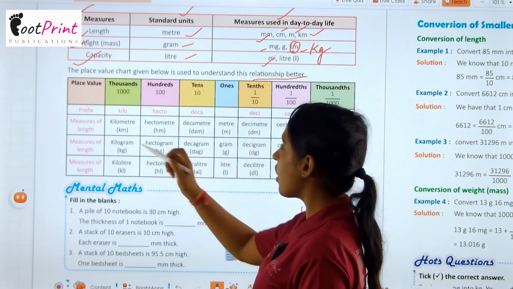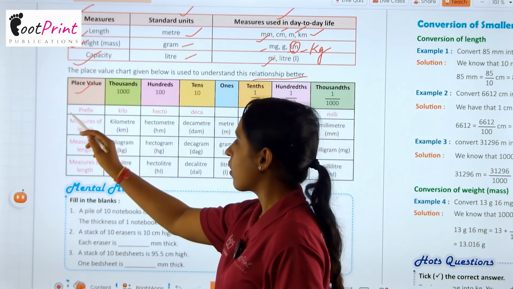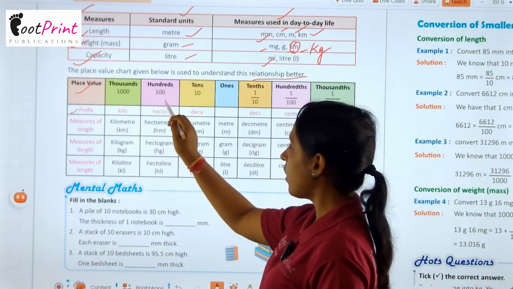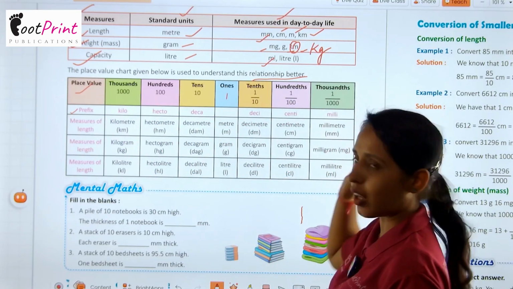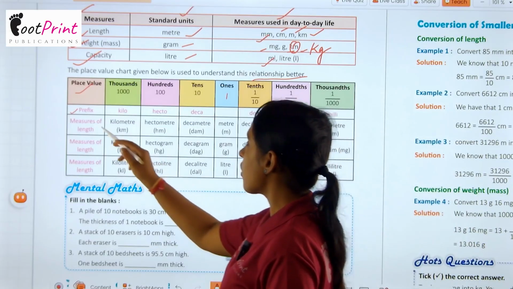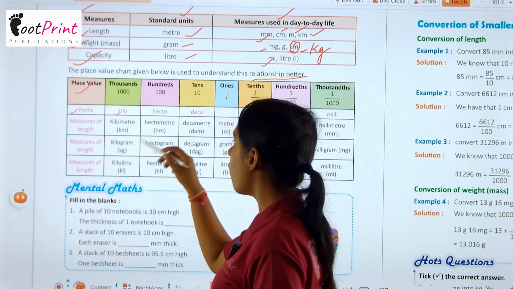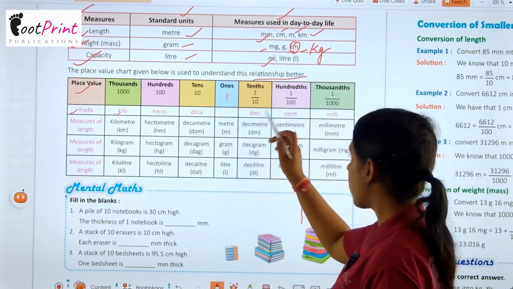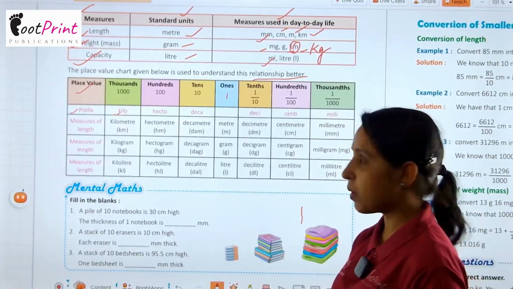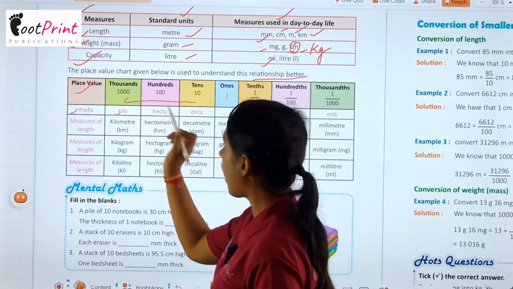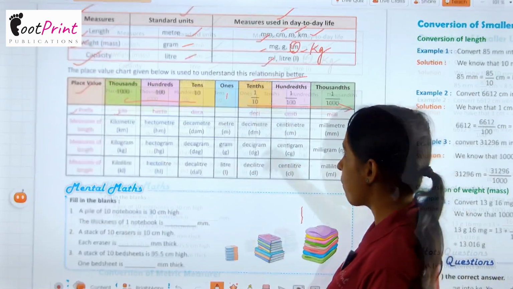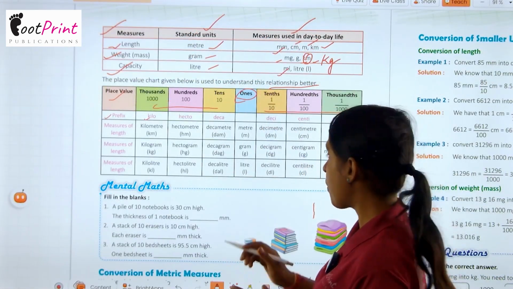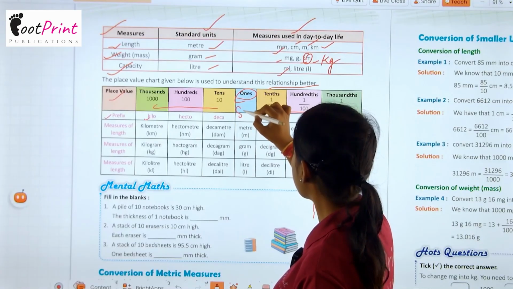Here we have place value: thousand, hundreds, tens, ones, then tenth, hundredth and thousandth. In this we have the prefixes kilo, hecto, deca, deci, centi and milli. These are our higher units and these are our lower units. And the ones shows our standard unit.